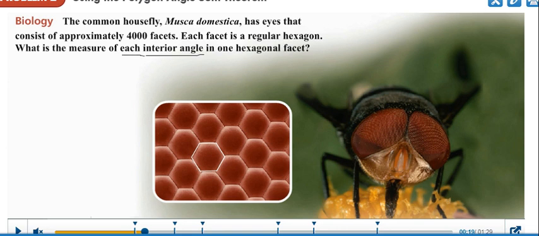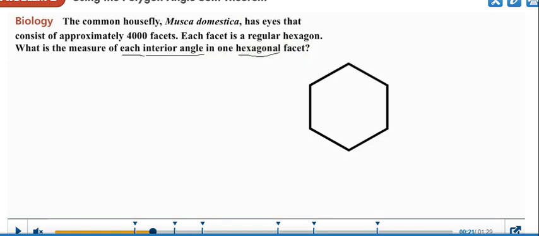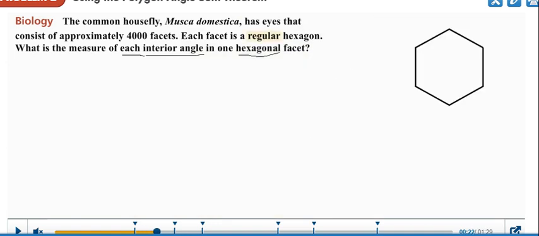If I were to draw what a hexagon looks like, it would look more like this. And so we are now trying to find out how many degrees each of these angles is. We know first that there are 6 sides, so n is going to equal 6, because that's how many sides a hexagon has, or I could just count right here that there are 6 sides.